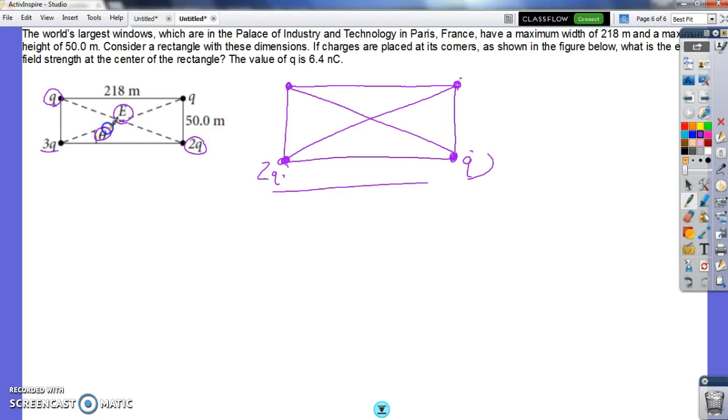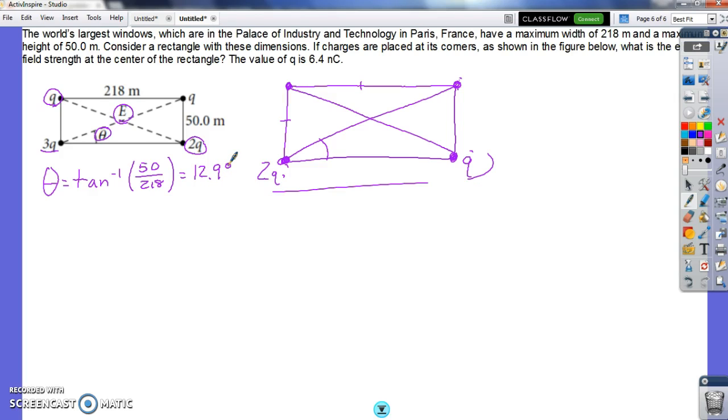We need to find out what this angle theta is. So let's look at angle theta. Well, we know we've got this side and we've got this side, and so we can actually then find theta with that. And so we say that theta is equal to the inverse tangent of 50 over 218, which is 12.9 degrees. And so we've got that one.